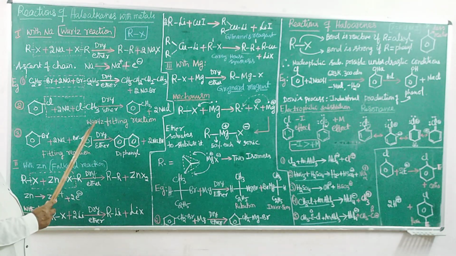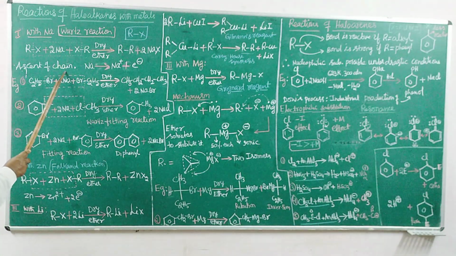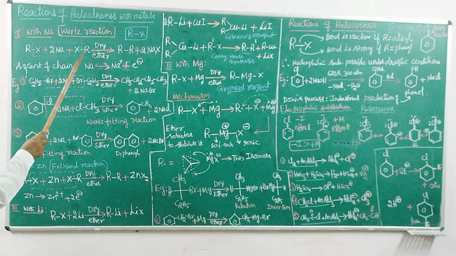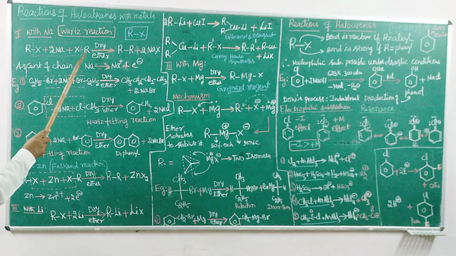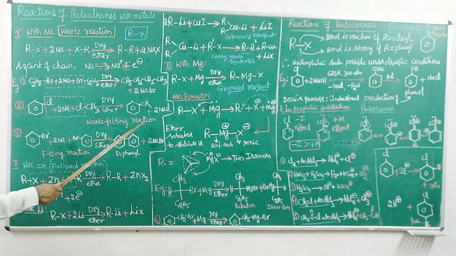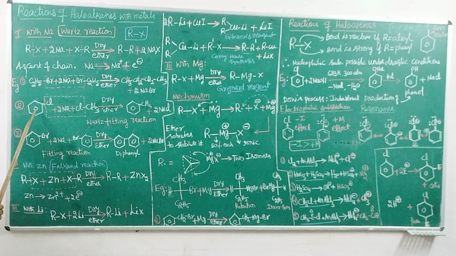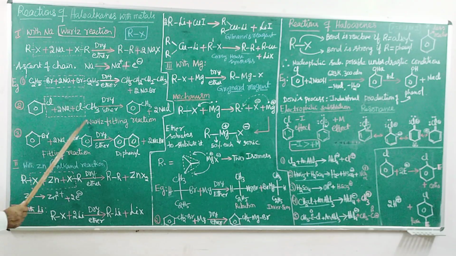This reaction is called the Wurtz-Fittig reaction. If both are alkyl groups, it is the Wurtz reaction. If one is alkyl and the other is benzene, it is called the Wurtz-Fittig reaction. Here aliphatic, here aromatic, Wurtz-Fittig reaction.